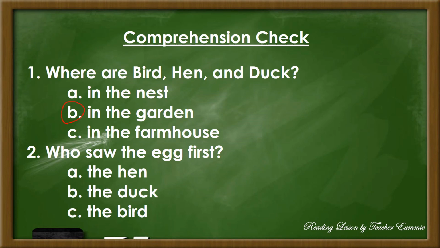Number 2. Who saw the egg first? Is it A, hen, B, the duck, or C, the bird? Okay, very good, letter C, the bird.